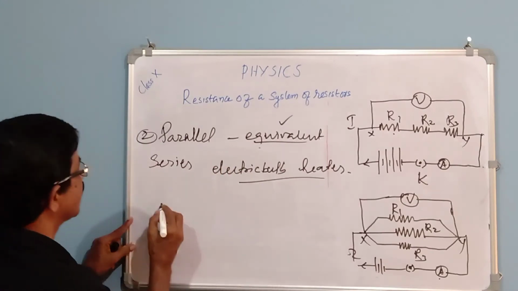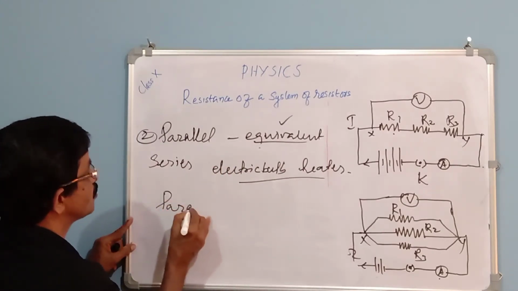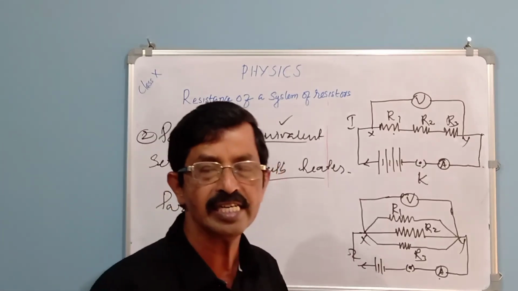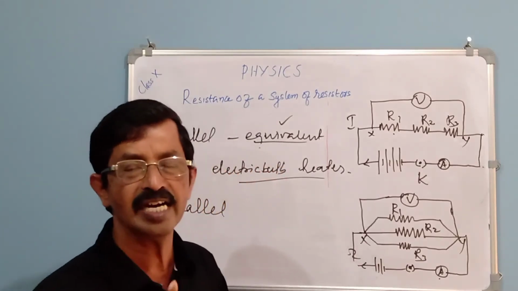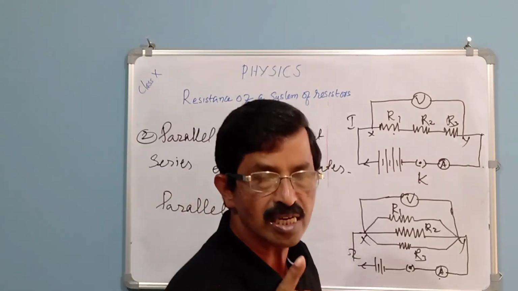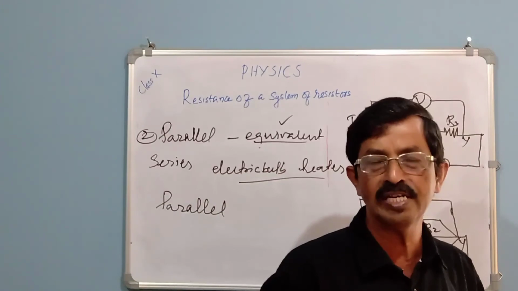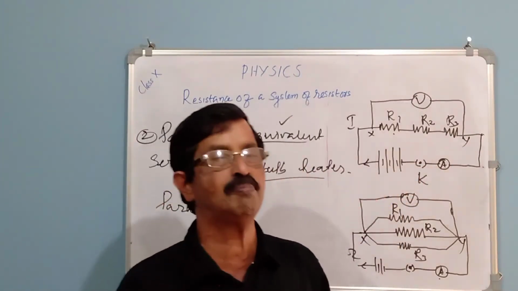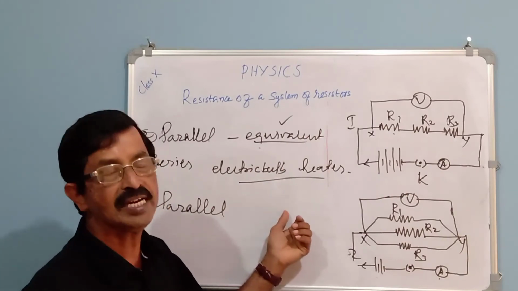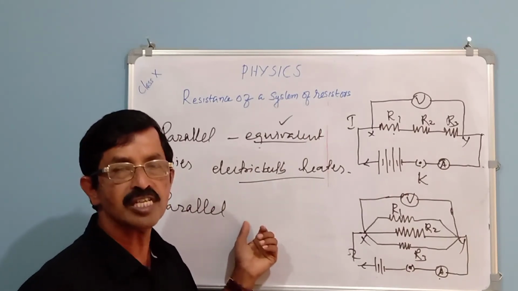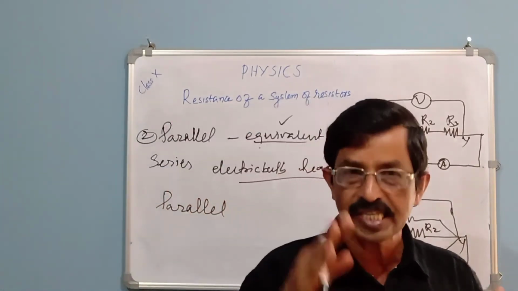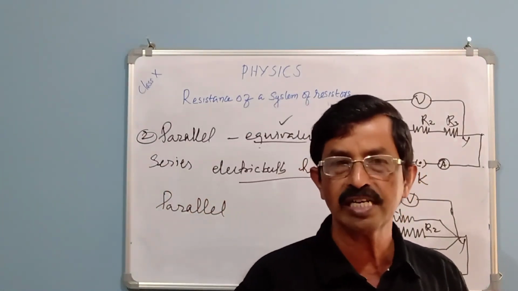Instead of that, if we connect appliances in parallel, each will get its own potential and current, so its power will be the same. That means for the proper working of the appliances, we should connect them in parallel so that the current through each of them will be different, and also each appliance will get the same potential, so they can work at their own power.